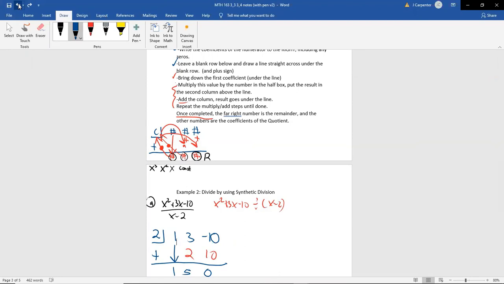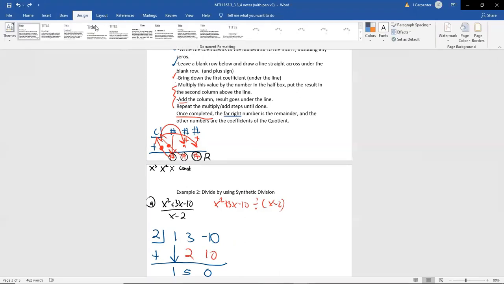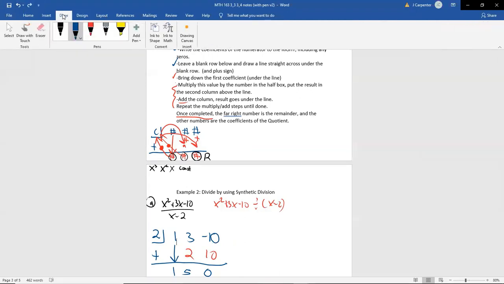We just did the entire long division process in seconds, in my opinion. Now, I know this being your first one, it's not going to take you seconds, but after you've done 50 of them, which you are going to do at least 50 in this course, boom, bring down the 1, multiply, add. 3 plus 2 is 5, multiply, 10, add, 0. That's it. Your entire answer is based on these numbers right here, the 1, 5, and the 0.